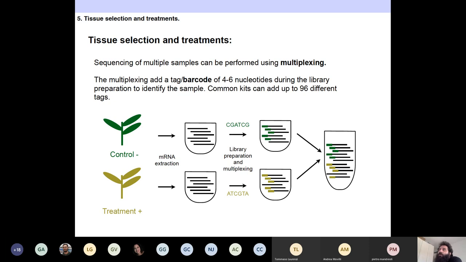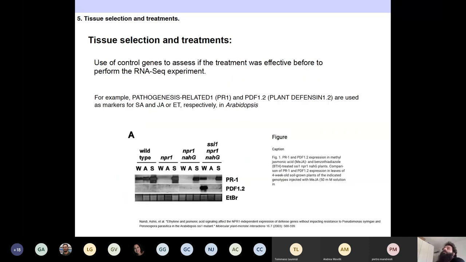Also, remember that if you are going to sequence several samples, you need to use multiplexing. Someone asked me that before, Dana. Remember, if you have a control and a treatment, you can start with the mRNA. You can put a tag when you are building the libraries, and then you mix them before you send them to the sequencer. Once you have the sequence, you can separate them. That is another thing for tissue selection and treatments.